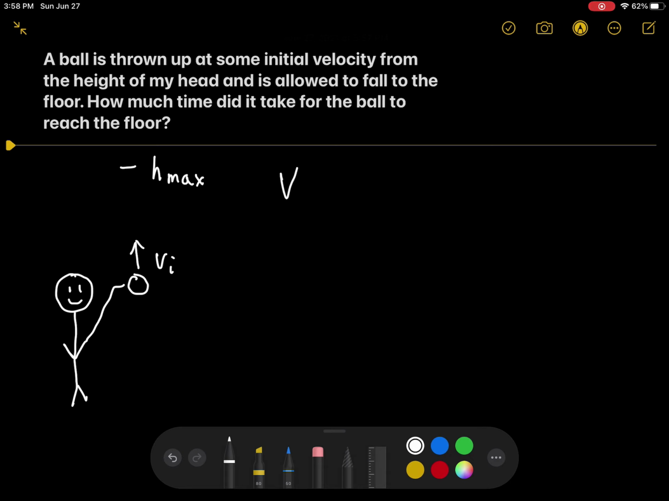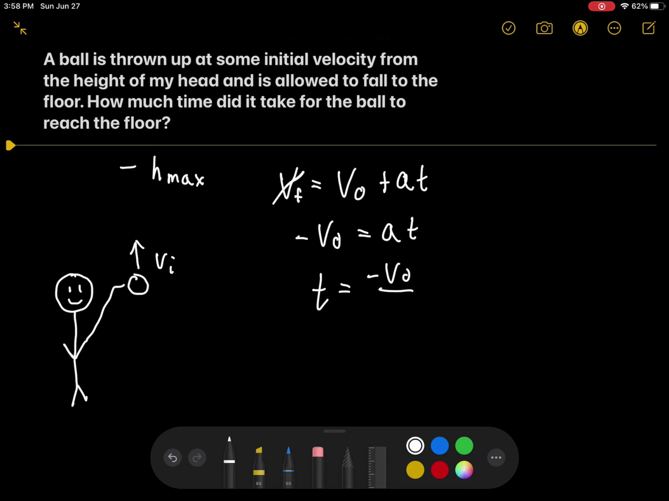We can already use one of the kinematic equations. This would just be v is equal to some initial velocity plus at. The final velocity, once it reaches the maximum height, will just be 0, so we can just cancel that out. Now, we just have to solve for t. We get minus v naught is equal to at, and then we solve for t. Minus v naught over a.